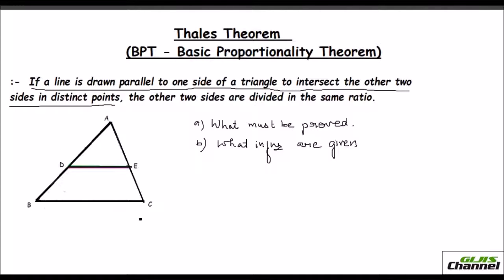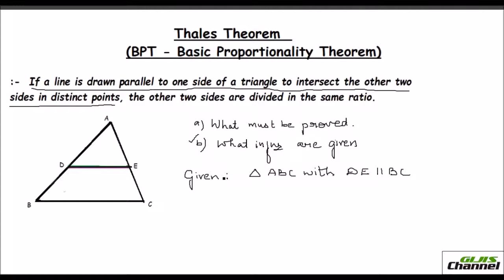So we have a triangle ABC, and a line drawn parallel to one side of this triangle. The side I have taken is BC and I have drawn a line parallel to BC, and the line is DE, where D cuts the side AB and E cuts the side AC. So the information given I have plotted here. Given triangle ABC with the line DE parallel to the side BC. This is what is given.